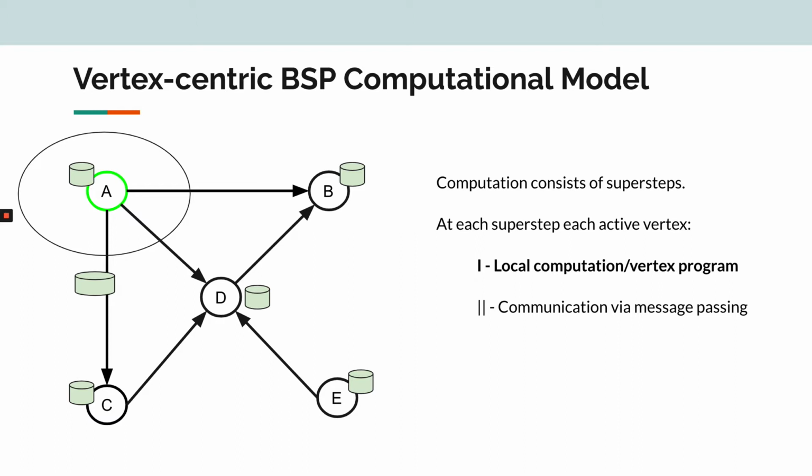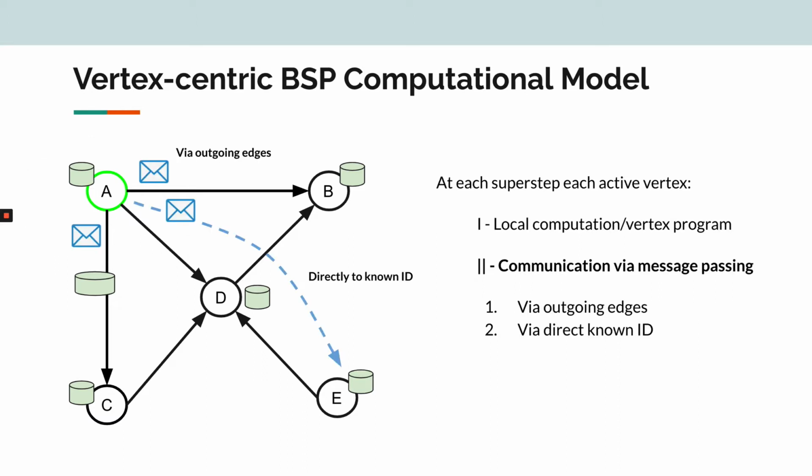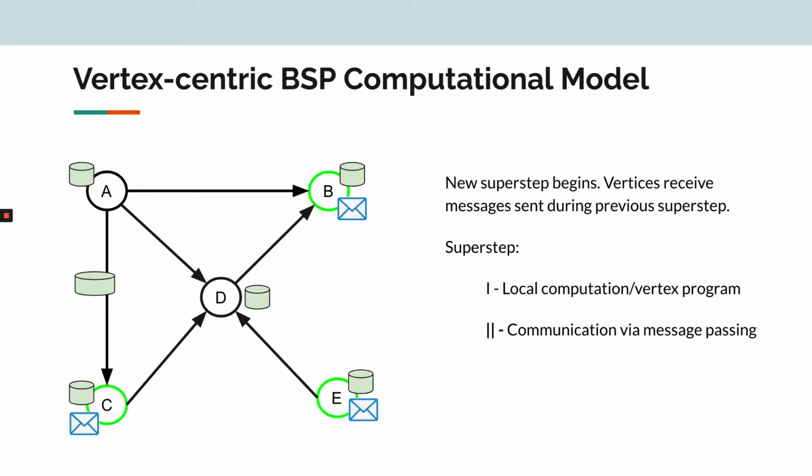At each superstep, each active vertex starts by executing a user-defined program on its local data, and then can send messages via either outgoing edges or directly to a vertex whose ID is known. Then there is a synchronization barrier where vertices wait for the messages to be delivered. And then we start the next superstep, and vertices that receive the messages are now active and continue the computation. The great advantage of this model is its inherent parallelism, in the way that all vertices can do computation in parallel independently of each other.